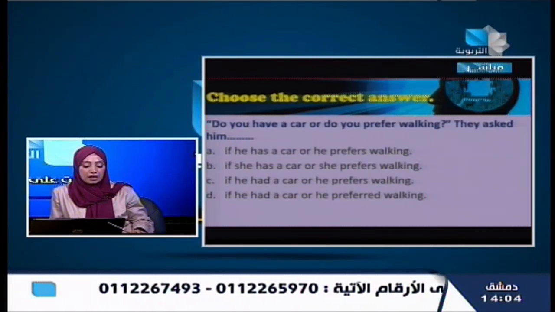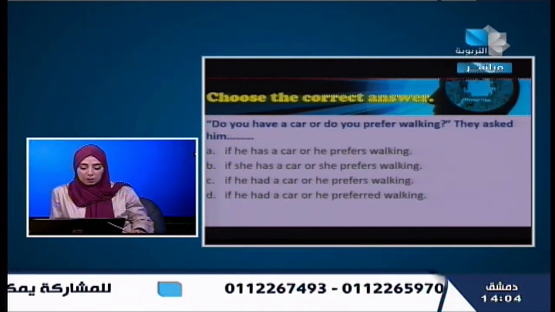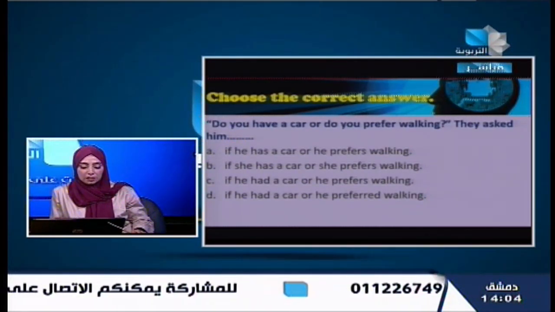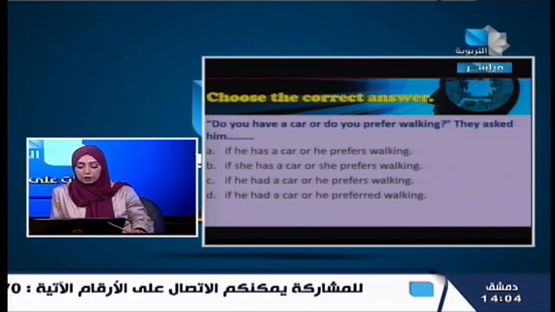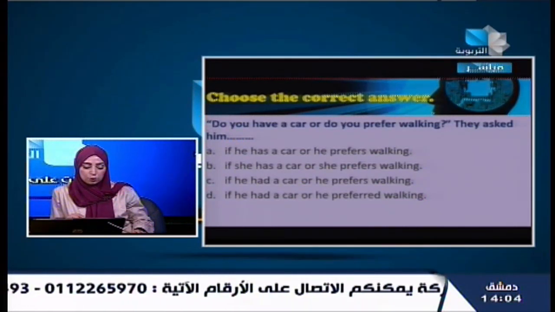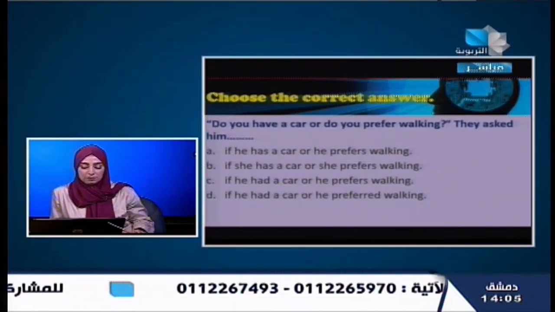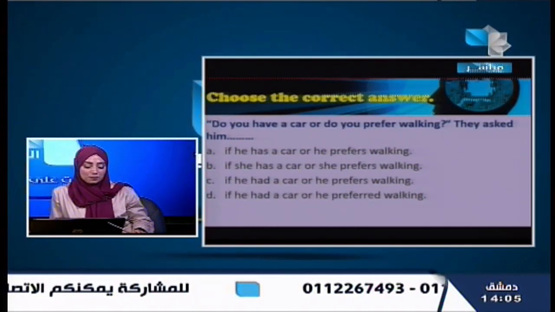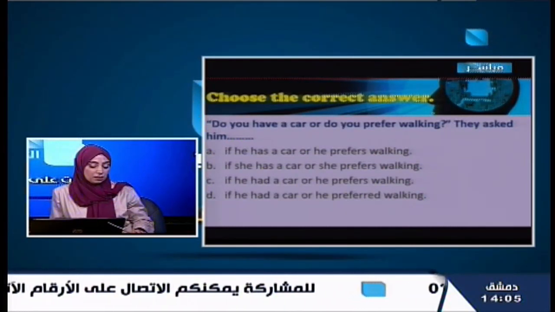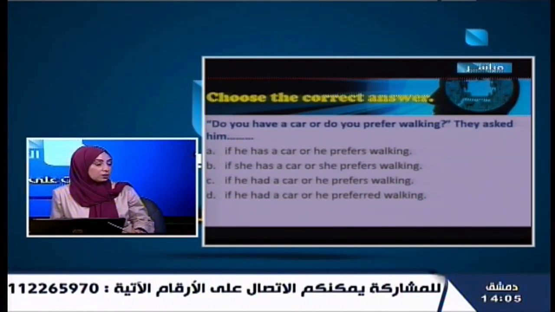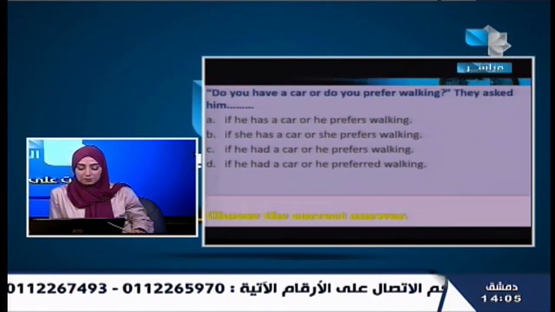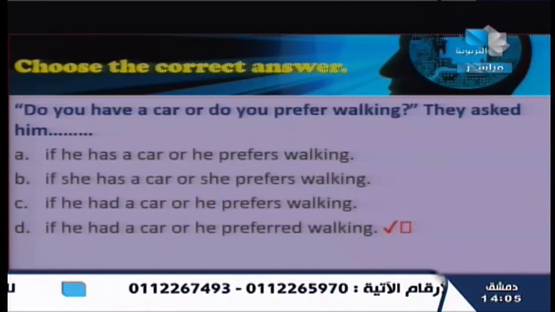C, if he had, yeah, somehow. Let's go on. If he had a car or he prefers walking, definitely not, because we have he had, and then we must change prefers. D, if he had a car or he preferred walking. So this is the answer. The last one. Yes, thank you. Most welcome.